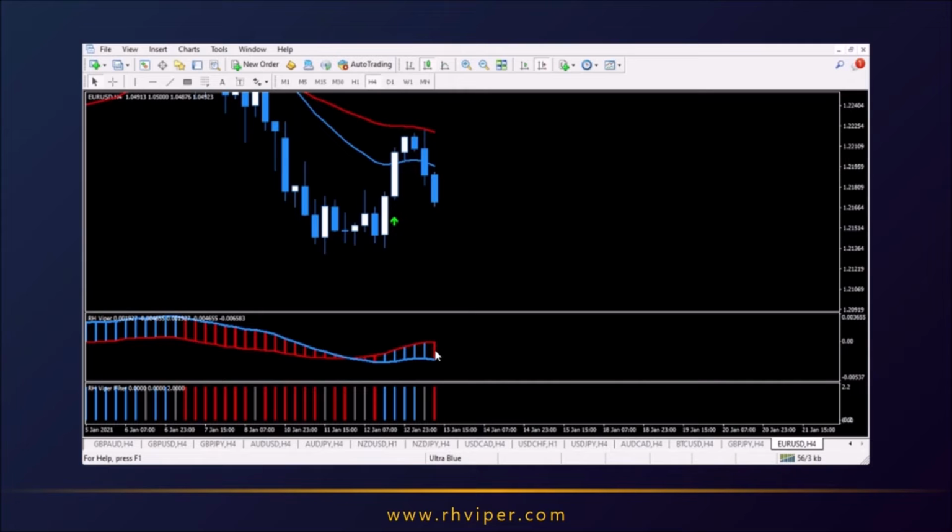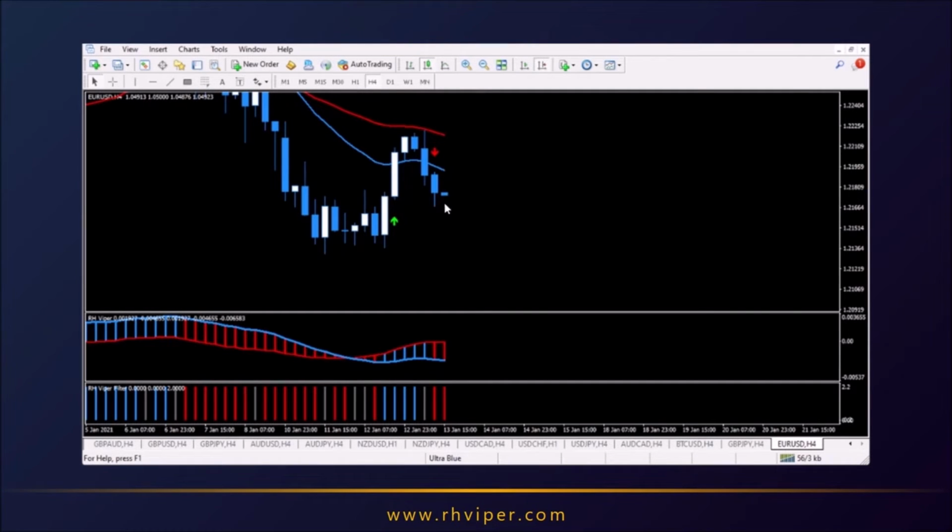We've got that histogram turning red. And the rhviper filter is also red. When this candle closes, we're going to take a look and see if there's a red arrow above this candle. And if there is, we can go short. All right, so this candle closed and we got exactly what we need. We've got the red arrow appearing above the candle. We've got the rhviper histogram. Its bar has turned red and the rhviper filter is also red.